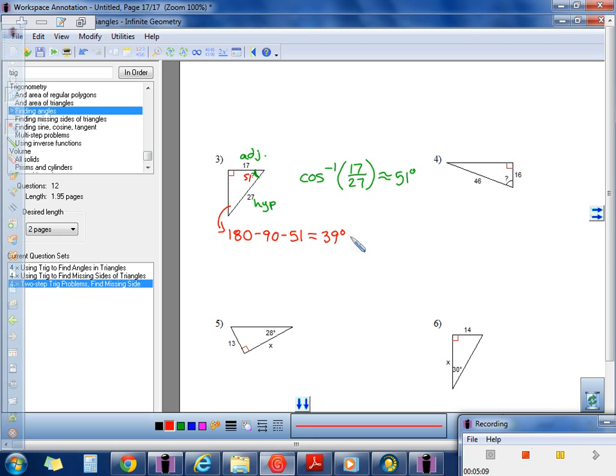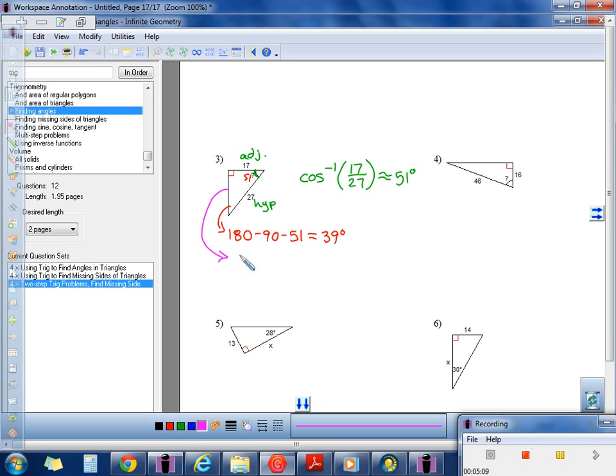What was the other thing that I did earlier? Do I have all my parts right now? No, I need one other piece. What other piece do I need? That long leg. So that's over here. How do I find the missing side on a right triangle?